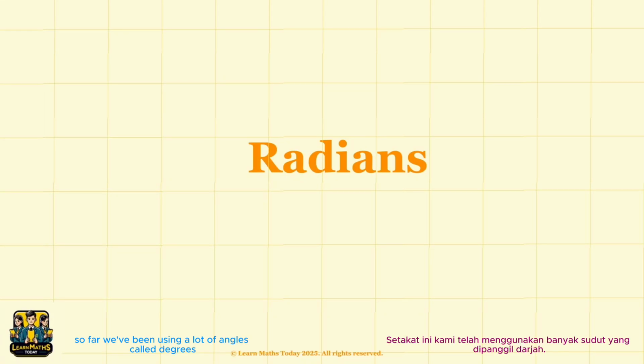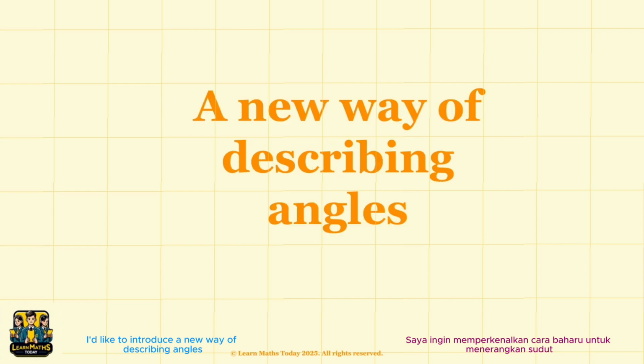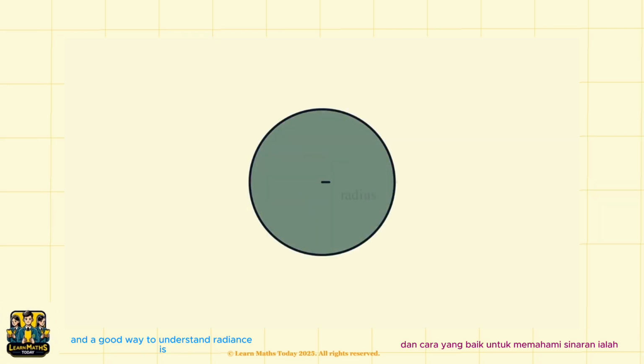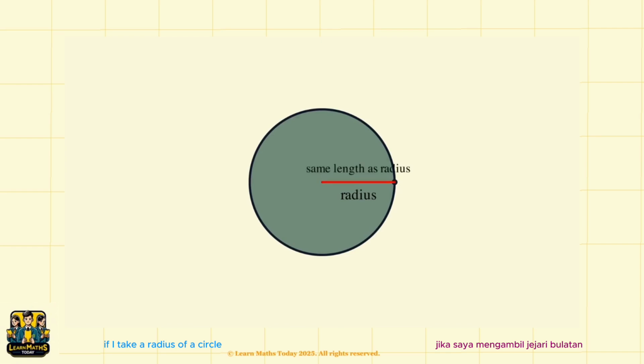So far, we've been using a lot of angles called degrees. And before we continue, I'd like to introduce a new way of describing angles, or rather, a better way. It's called radians.